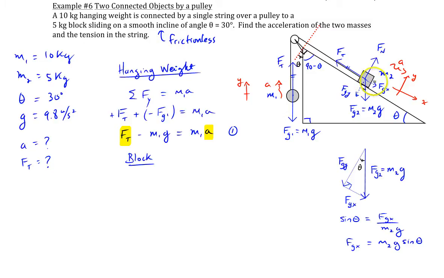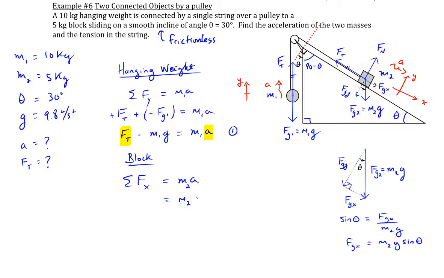It looks like Fg2x is causing it to accelerate to the right, but then the tension is pulling back. So the combination of these two forces is causing this block to slide down along our x-axis. So because the block is accelerating along our incline, we can write the sum of the forces along the x-axis equals ma. Now remember, be careful to use appropriate subscripts because we're talking about mass 2, not mass 1, not the combined mass, but mass 2 only, because we're just looking at that body accelerating.